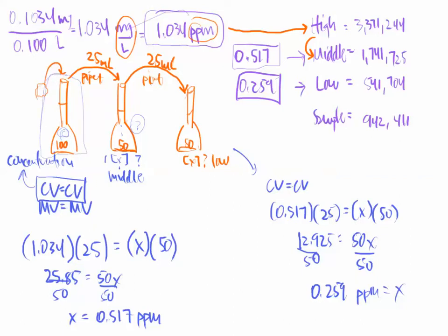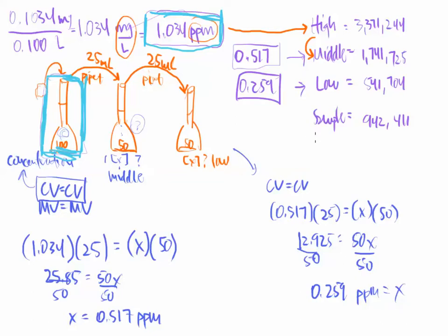All right, so let me color code this. This 1.034 represents this flask. That's how I made it. That's what's swimming around in that flask for me to use. Well, I took a little bit of that and I put it onto the machine and I ran it. And I got an area. That area was 3,371,244.